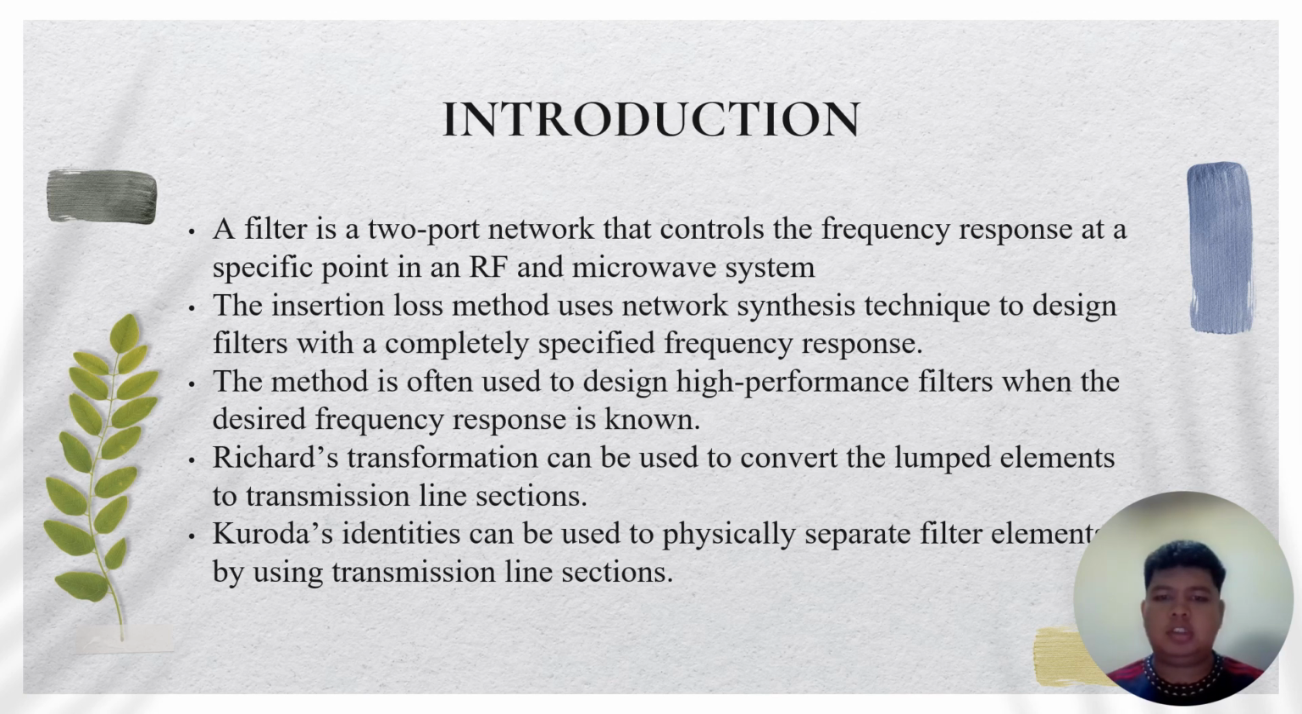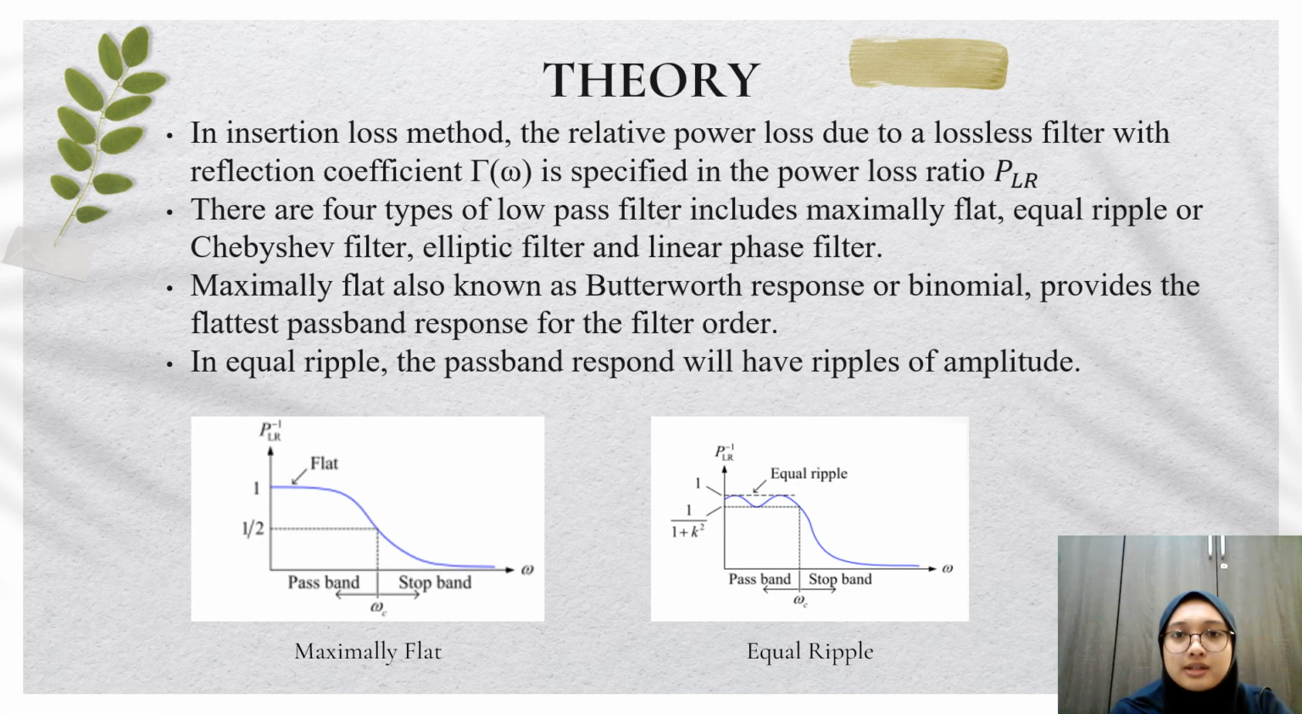Richards transformations can be used to convert the lumped elements to transmission line sections. Kuroda's identities can be used to physically separate filter elements by using transmission line sections. Okay, next I will continue with the theory part.